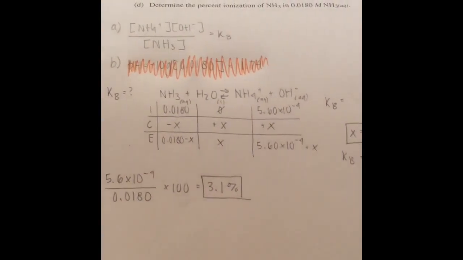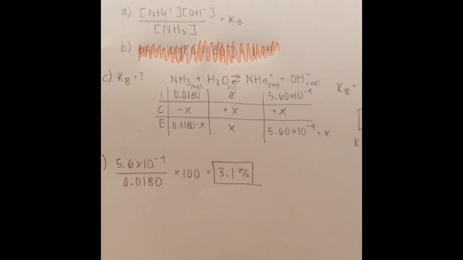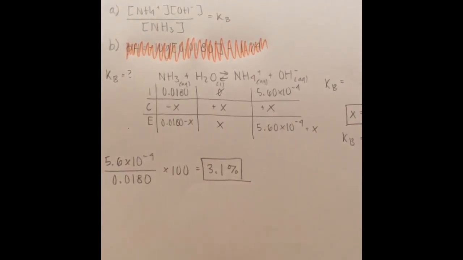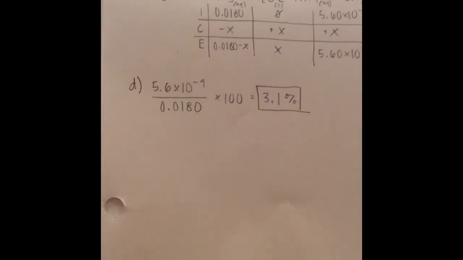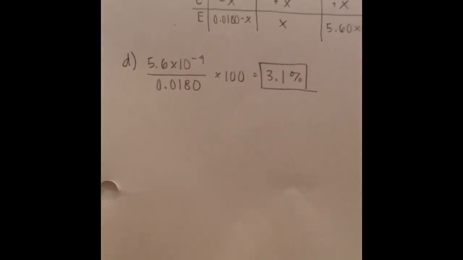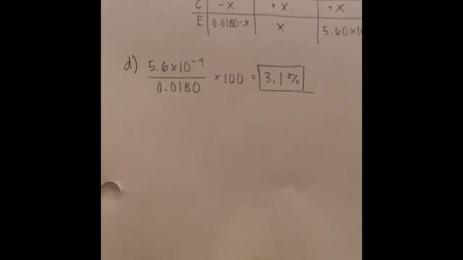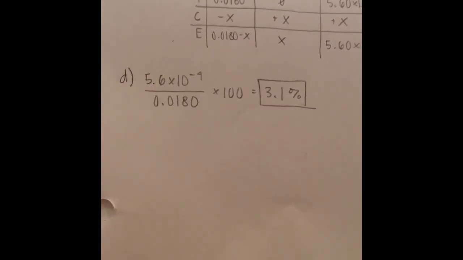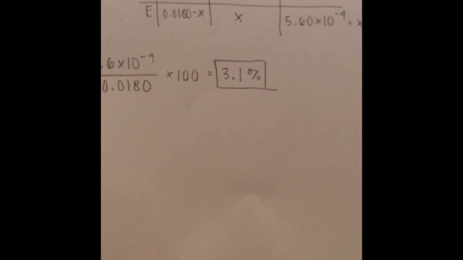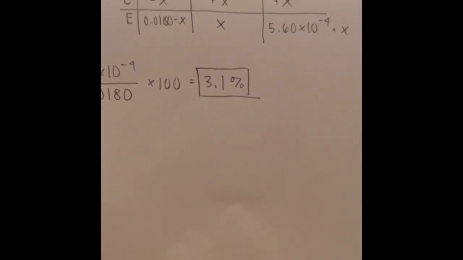For part D, you are determining the percent ionization of NH3 in 0.0180 molarity of NH3. So you plug in your X value of 5.6 times 10 to the negative fourth, and then you put it over your 0.0180, which is your initial, times 100, and that's equal to 3.1%.